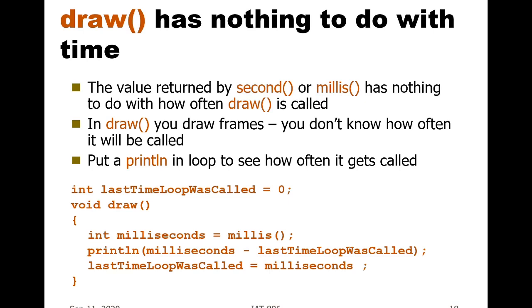So to test this, you could put println in a loop to see how often it gets called. And what you would be interested to notice is that with this tiny little draw function here, you end up with an interesting variance in the values that you get for the number of milliseconds that have passed since the previous call. The way this works is we set up a variable named last time loop was called, initialize that to 0, and then within the draw function, we call millis, assign that to the milliseconds value, and then take the difference between milliseconds and the last time it was called. We print that difference out, and then set the last time loop was called to be the current value of milliseconds. That's the end of draw, and next time draw is called, automatically we do it again.